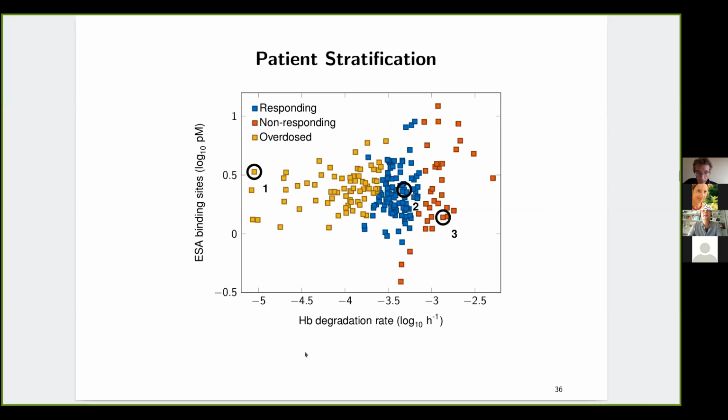So this is a complete cohort of patients that we had. This was the first patient that I showed you. This was the responder, and this was a non-responder. And what was also kind of surprising is that only based on the degradation rate, you can pretty well discriminate these 3 groups of patients. But you also see that there are a lot of people who are overdosed and a lot of people who are not responding.